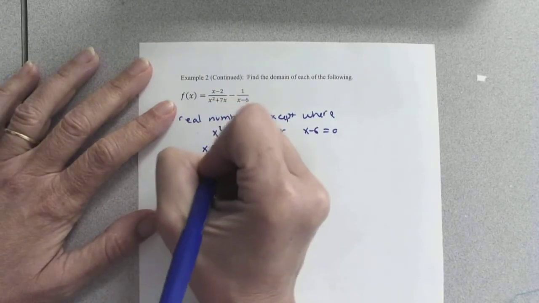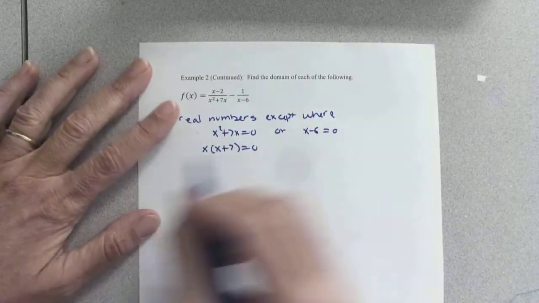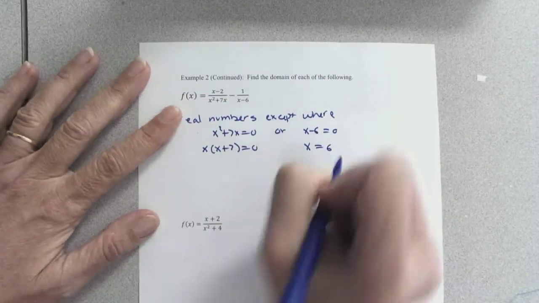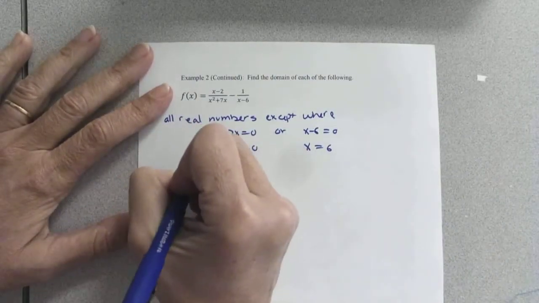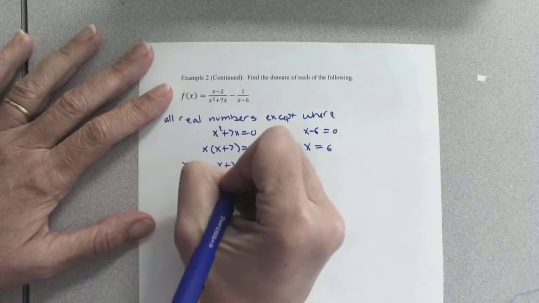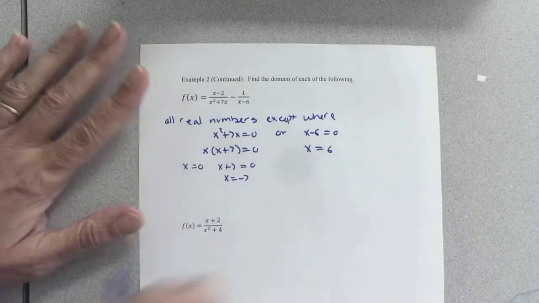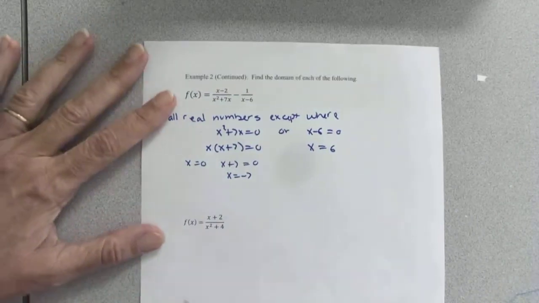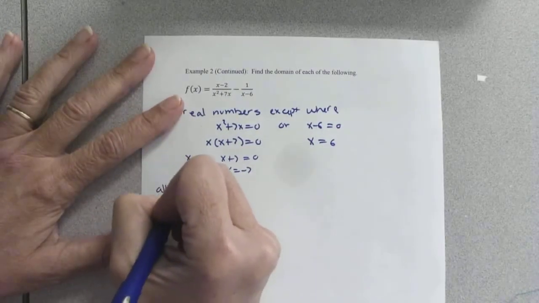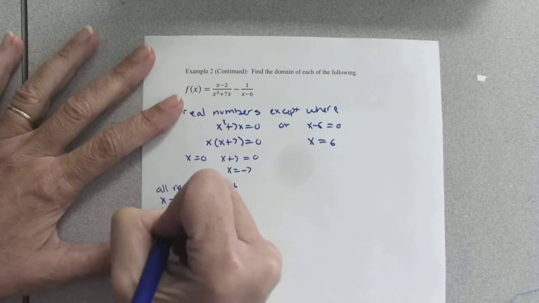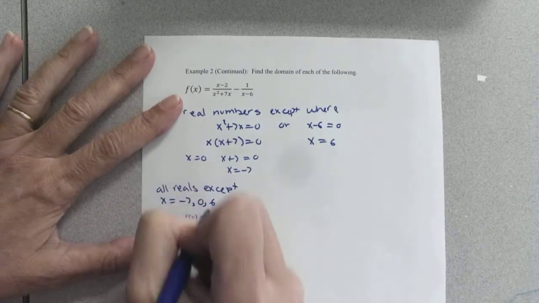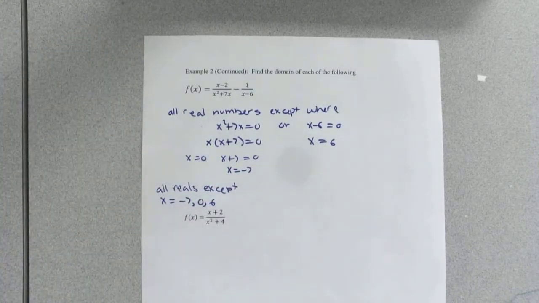This guy, I can factor out my x. That guy's just going to be 6. It's now factored and equal to 0, so split it up. And so I get all reals except x equal negative 7, 0, and 6. You can write it that way as far as I'm concerned.